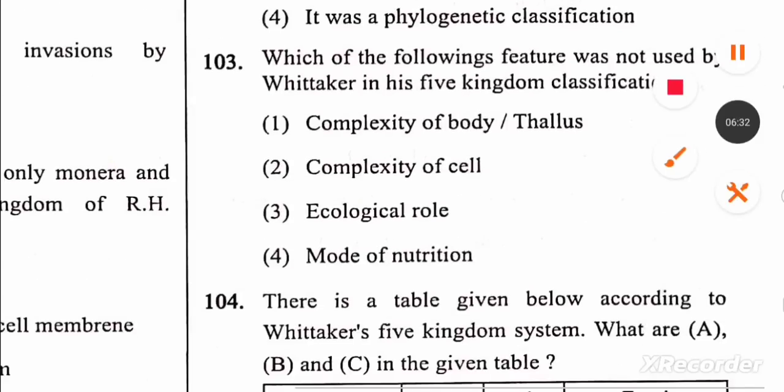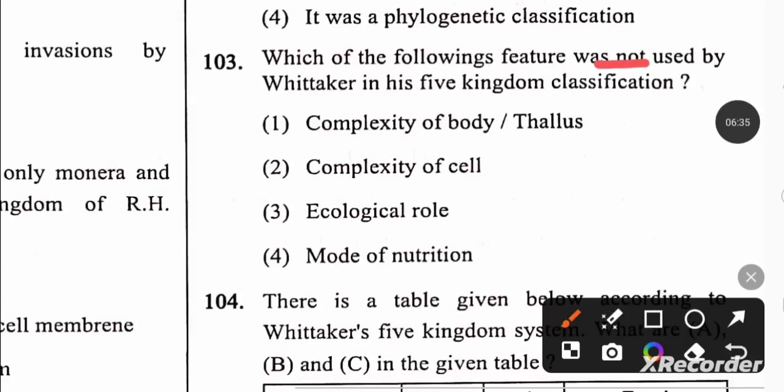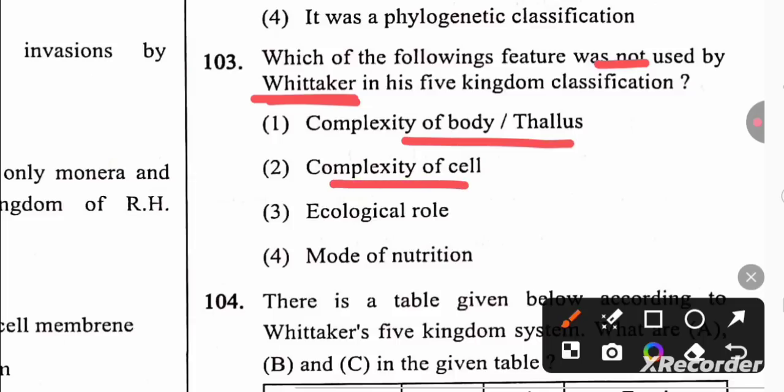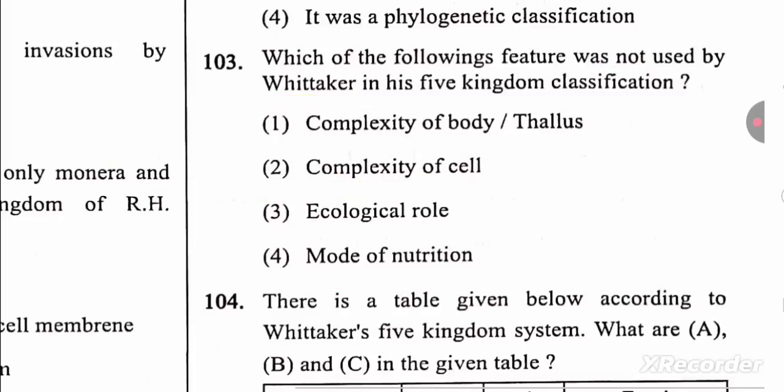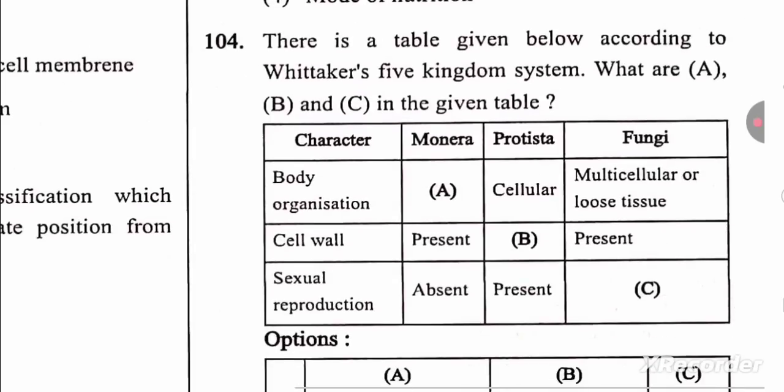Which of the following features was not used by Whittaker in his 5 kingdom classification? Whittaker has used the thallus structure, complexity of the body, complexity of the cell, mode of nutrition, but he has not used the ecological role for the classification of organisms. There was a table given below. According to Whittaker, 5 kingdom system, what are A, B and C?